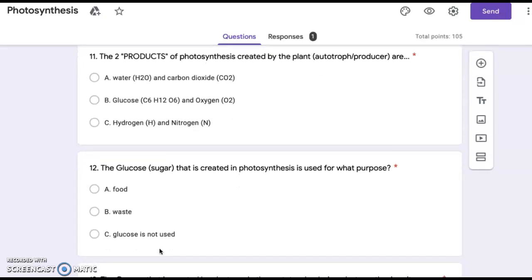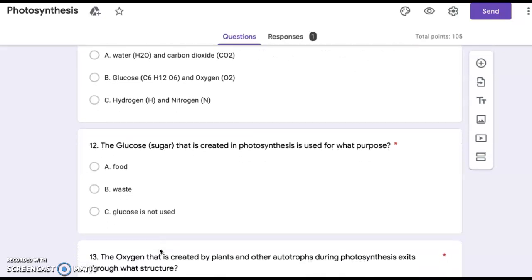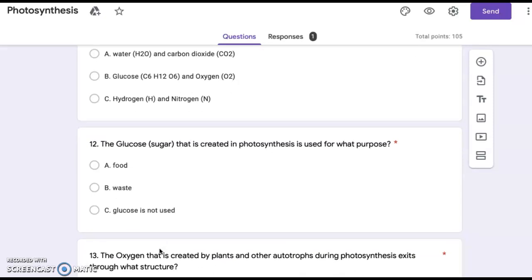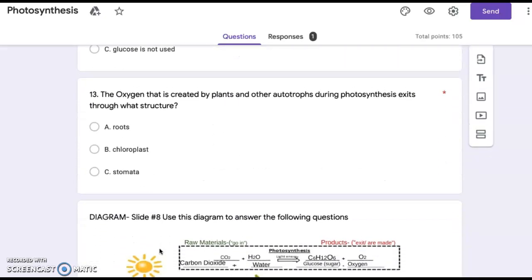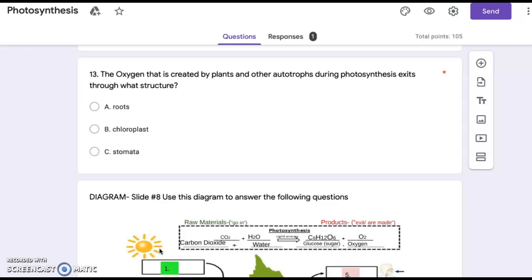Number 12. Glucose, sugar that is created in photosynthesis, is used for what purpose? A. Food, B. Waste, C. Glucose is not used. Number 13. The oxygen that is created by plants and other autotrophs during photosynthesis exits through what structure? A. Roots, B. Chloroplasts, C. Stomata.